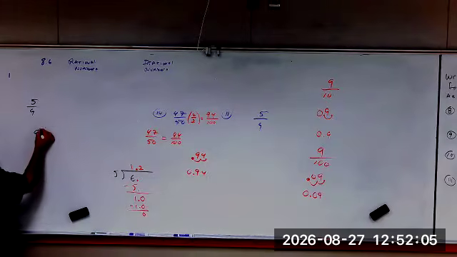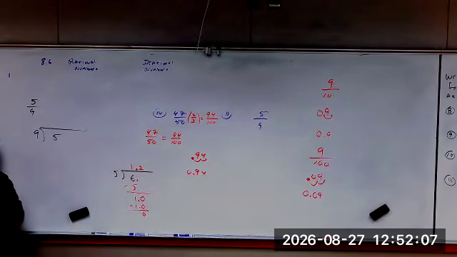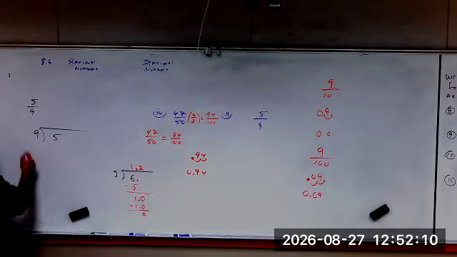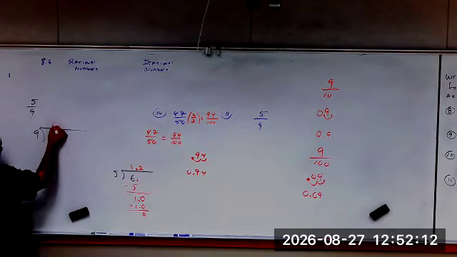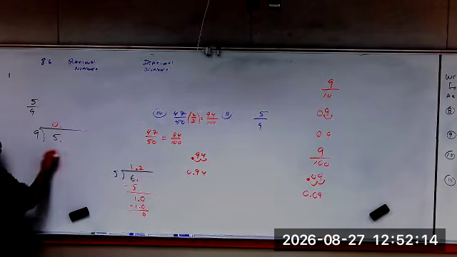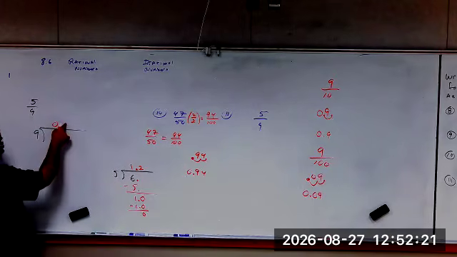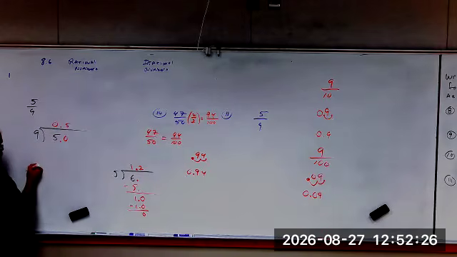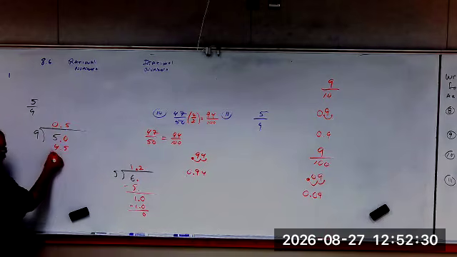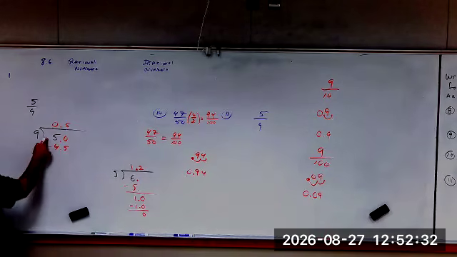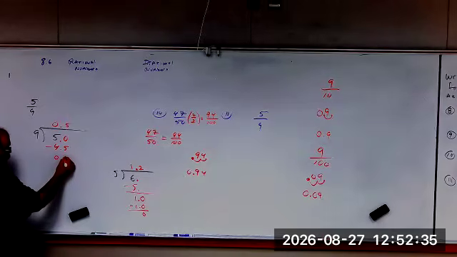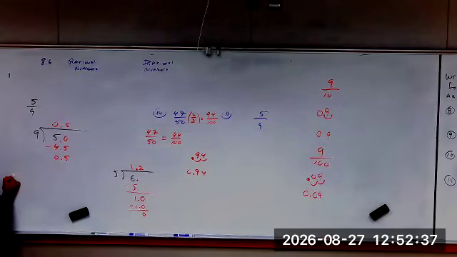That means 9 divided into the 5. So in the ones place, 9 can't go into 5, so it goes in 0 times. Then we have to add a decimal and treat it like a 50. In the tenths place, 9 can go into 50 5 times. 5 times 9 is 45. And then you subtract. 50 minus 45 gives me 5, 0.5.